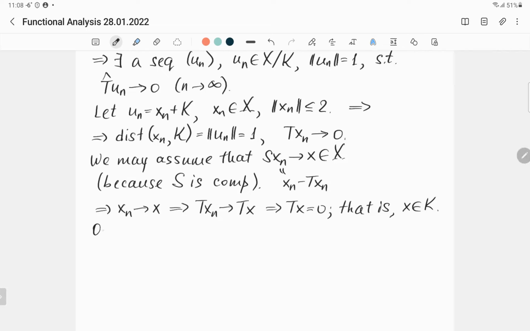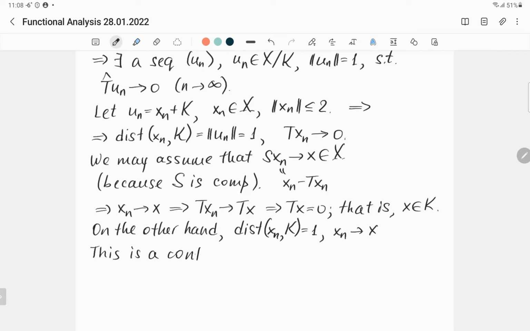But on the other hand, the distance between xn and K is 1, and xn converges to x. This is obviously impossible. So this distance is 1, xn converges to x, but x belongs to K. This is obviously impossible. This is a contradiction. And the contradiction implies that T hat is topologically injective, and therefore the image of T is closed.